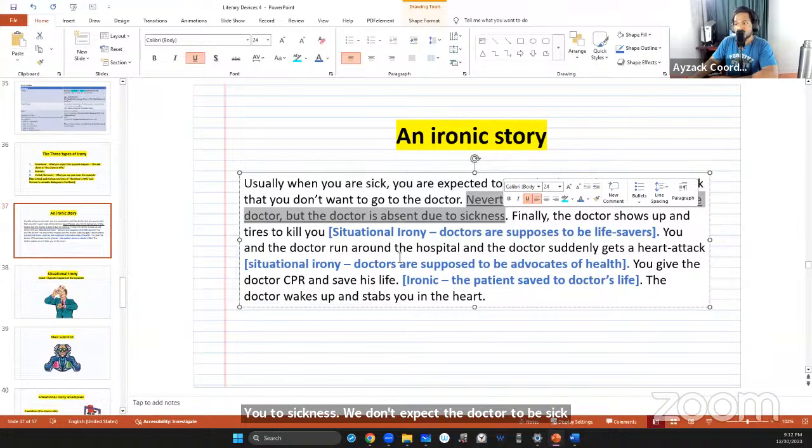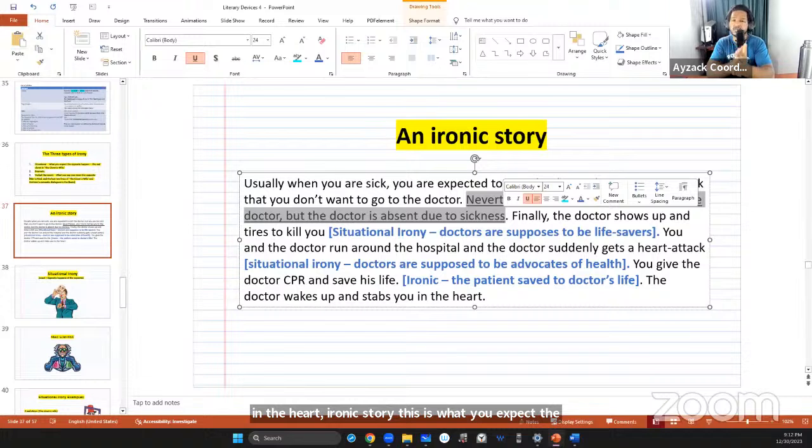Finally, the doctor shows up and tries to kill you. You and the doctor run around the hospital, and the doctor suddenly gets a heart attack. Situational irony, doctors are advocates of health. You give the doctor CPR and save his life. The doctor wakes up, stabs you in the heart. Ironic story this is. What you expect, the opposite happened over and over again, right?